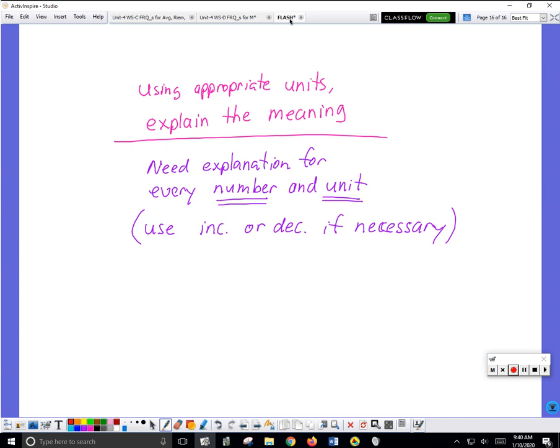On the back of the flashcard, I'm going to write down that when I see this, I need an explanation for every number and unit that I see. Every time I see a number and unit, I need to explain that. And I have to remember to use the words increasing or decreasing when necessary. I'll show an example here in a second. But the flashcard is just meant to remind you of what you have to do when they say using appropriate units explain the meaning.